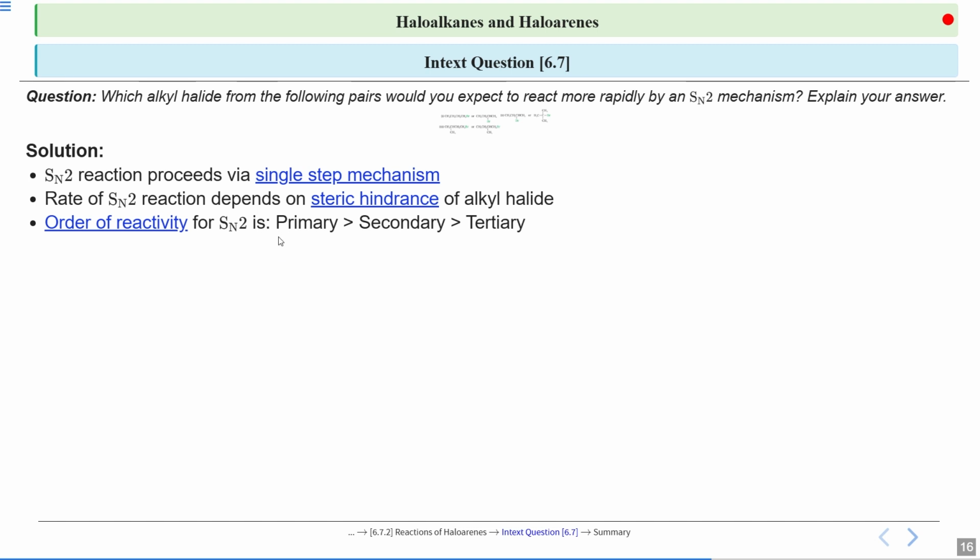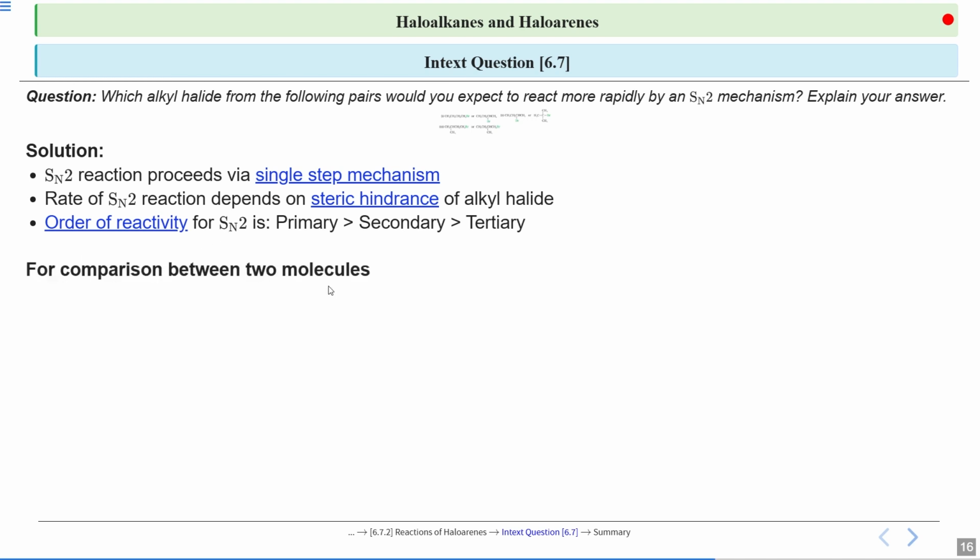So the order of reactivity for SN2 is highest for the primary halide, then the secondary halide, and then the tertiary halide, because primary halides have the lowest steric hindrance, which is going to increase the reactivity of the SN2 reaction, because the nucleophile is going to attack the carbon very easily because of no steric hindrance. Meanwhile, in the tertiary alkyl halide, we have very high steric hindrance, due to which the reactivity decreases. It will be very difficult for the nucleophile to attack the carbon in the case of a tertiary alkyl halide.